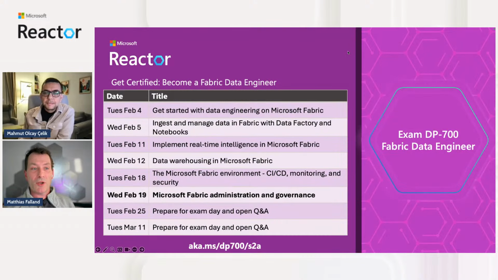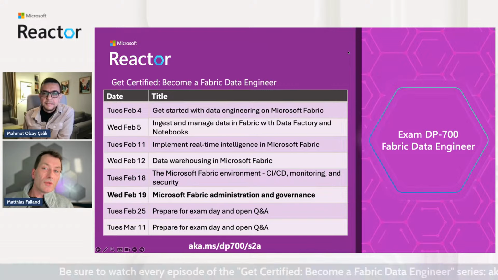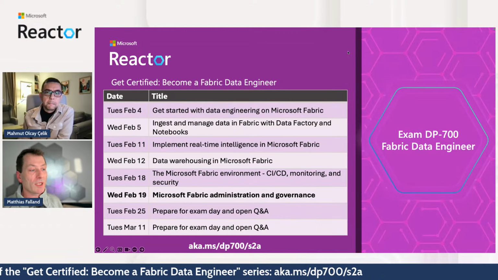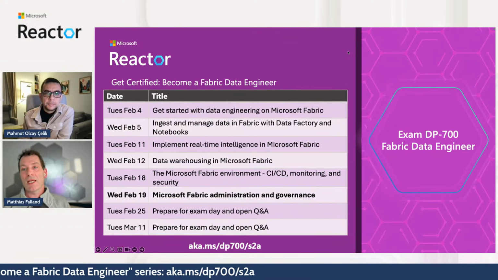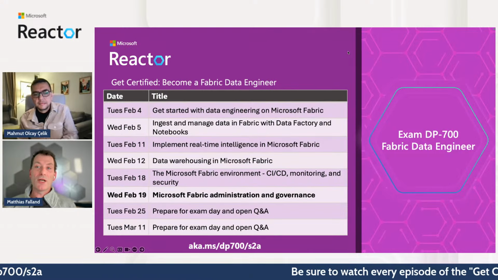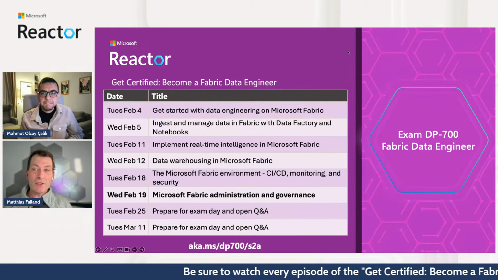This is part of a series. We started with getting started with data engineering on Fabric, then went through managed data with notebooks and real-time intelligence, data warehousing, CI/CD, and monitoring, all built around the DP-700 exam to skill you up so that you can pass the exam and be well prepared. And today we are talking about administration and governance.